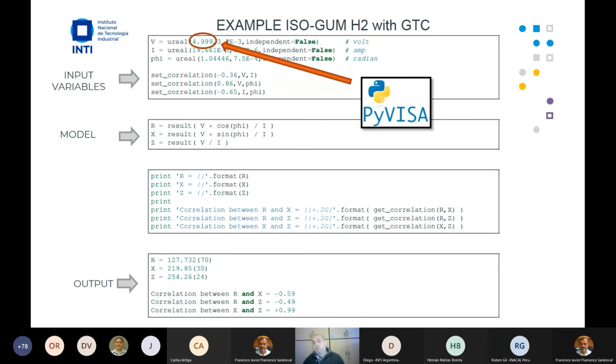Here I want to note that if you already have your measurement result automatic, what we are doing now is to automatize the uncertainty propagation. So at the end, you have all your process automated.